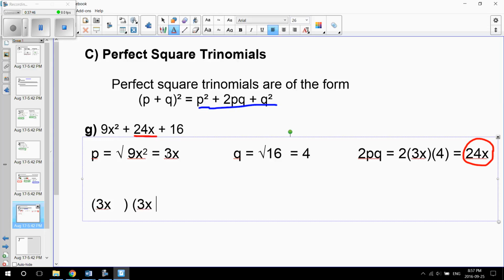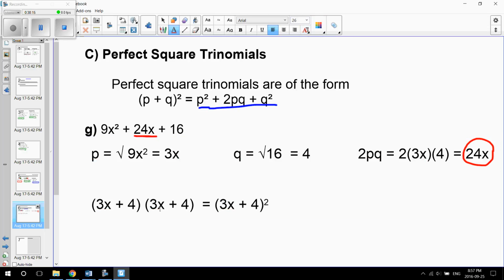And then our q, which is the second part. So it's exactly the same, plus 4 in this one and plus 4 in this one. And remember, two brackets that are exactly the same multiplied by each other is the same as (3x + 4) all squared.